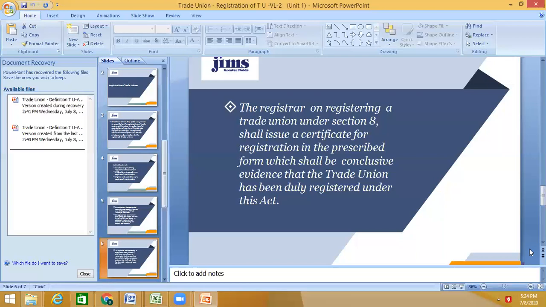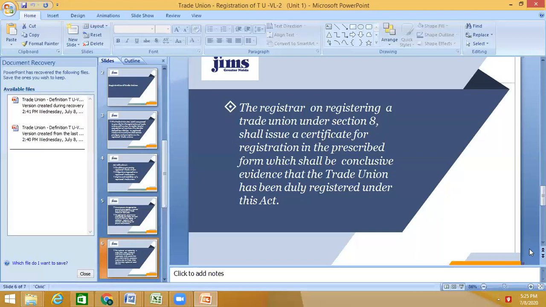And the other important thing is the manner in which the members of the executive and the other office bearers of a trade union shall be appointed and removed. Means in what way would you appoint the executive members for the trade union, in what way would you appoint the office bearers for the trade union, and in what way would you remove either the executive members or the office bearers of the trade union. So you should clarify all those things.